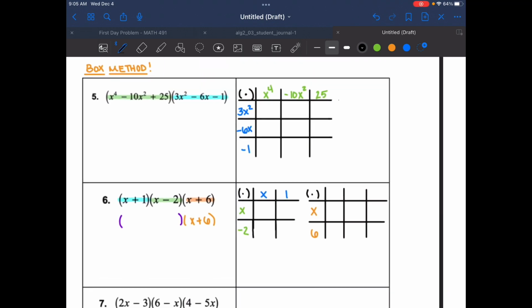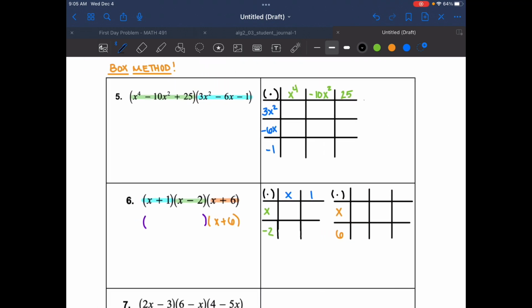All right, let's take a look at these pieces of multiplication for 5 and 6. And I'm going to choose to do box method rather than the distributed method that we were doing in class. This is just going to give you another option here. Distribution is absolutely wonderful. I love it, but sometimes it can get a little bit confusing.